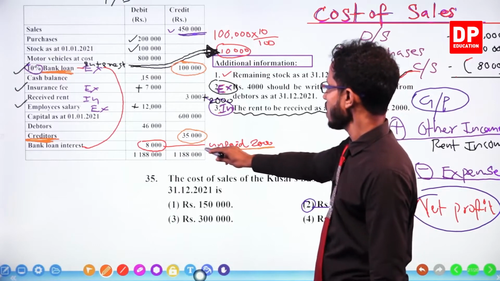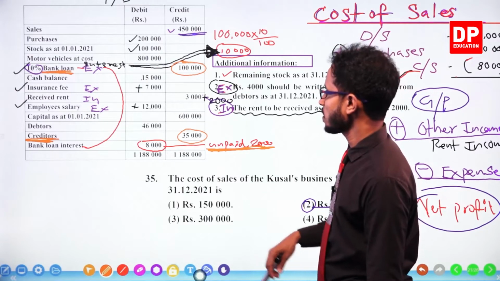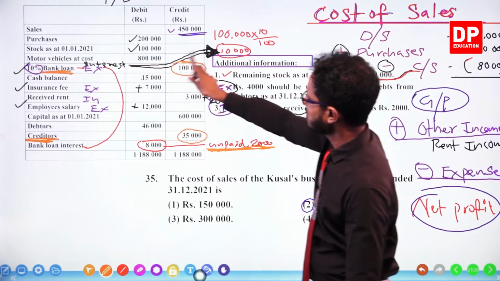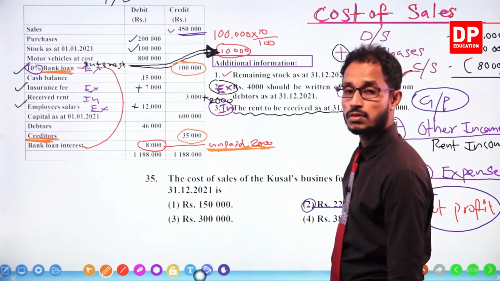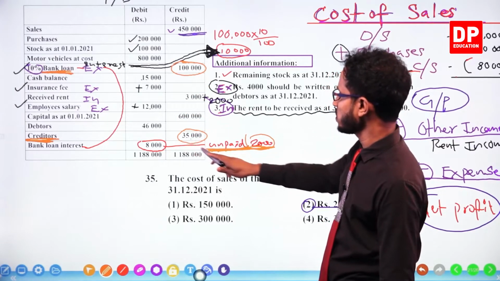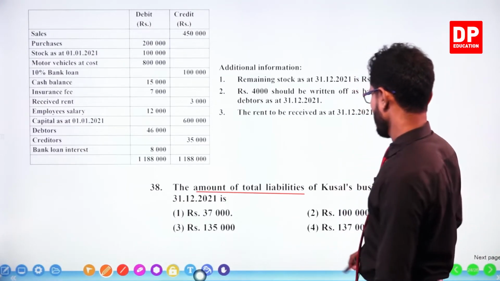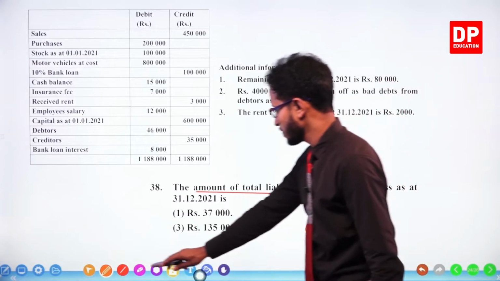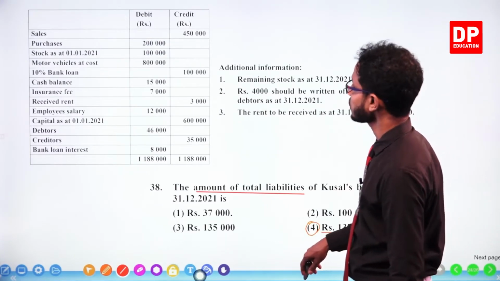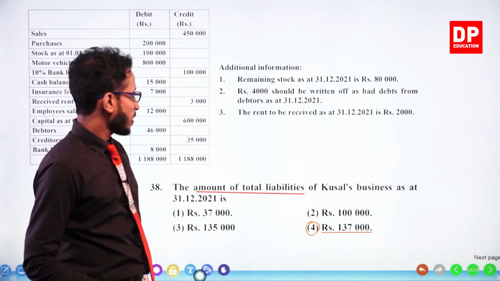See, unpaid interest, bank loan interest 2,000. I have marked it here. Bank loan interest 8,000 is paid. 10,000 is the total interest, so 2,000 is accrued. We have to add these three: 100,000, 135,000, 137,000. Let's check. 137. It is here. It is given. Can you see it? That is the amount of total liabilities.